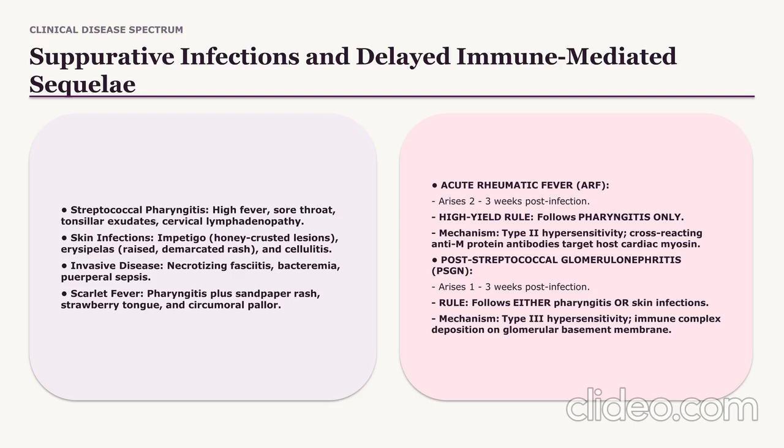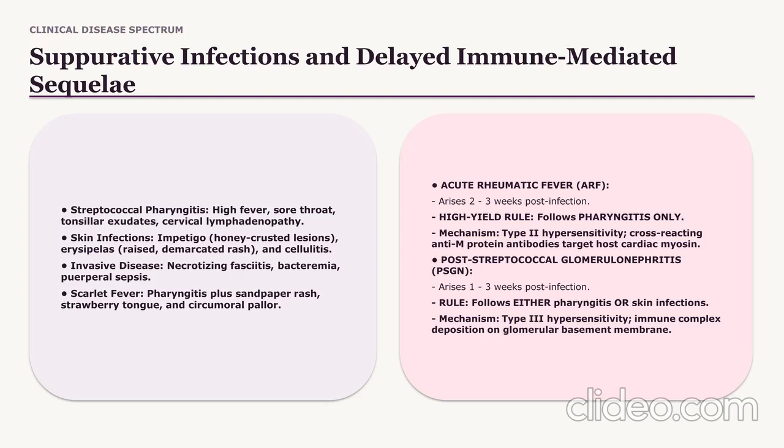Penicillin, this is the undisputed drug of choice. For pharyngitis, oral penicillin V for 10 days or a single intramuscular injection of benzathine penicillin G is recommended. Macrolides, oral erythromycin or azithromycin are prescribed as the primary alternative for patients with a documented penicillin allergy.